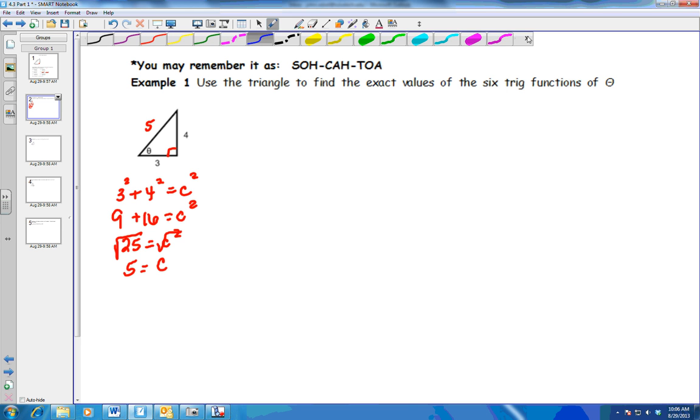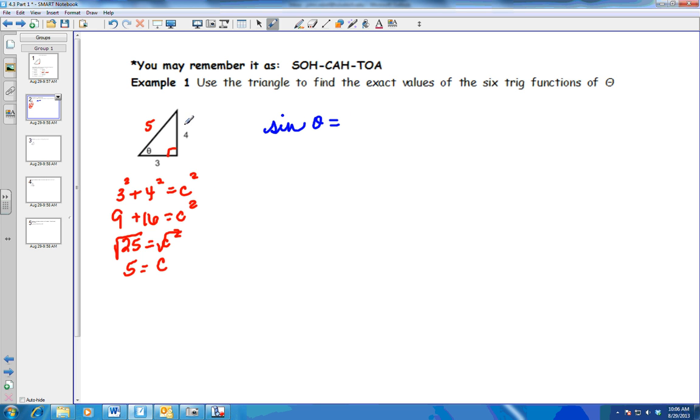And now we're going to list the 6 trig functions of this angle. So that means let's use our SOHCAHTOA. So I'm going to find sine of theta first. So if this is my angle, sine stands for opposite side over hypotenuse. So the opposite side of theta is 4, and the hypotenuse is 5.